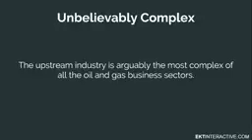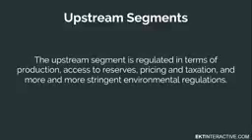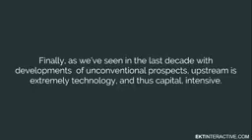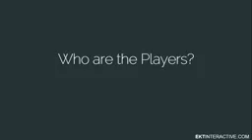Often, hundreds of millions of dollars and many years are spent before an oil and gas field becomes productive, especially offshore. The upstream segment is regulated in terms of production, access to reserves, pricing and taxation, and more stringent environmental regulations. Upstream is a global business. Politics between producing nations and major oil companies can be very complicated. And finally, as we've seen in the last decade with developments of unconventional prospects, upstream is extremely technology and thus capital intensive. So who are the main players in upstream?